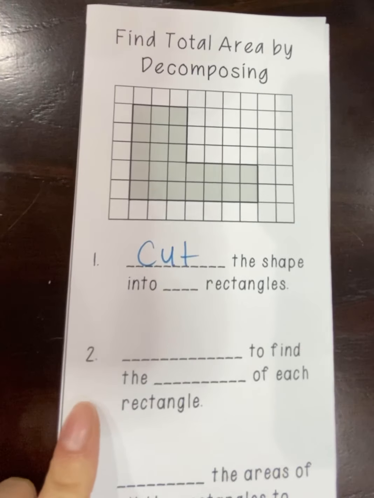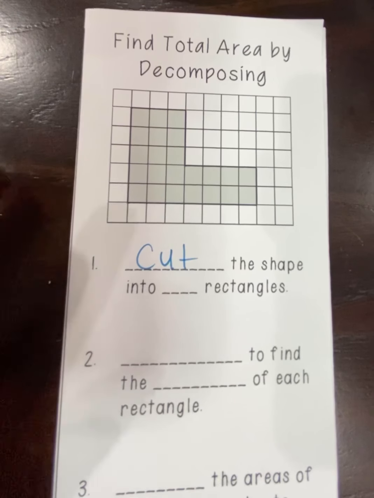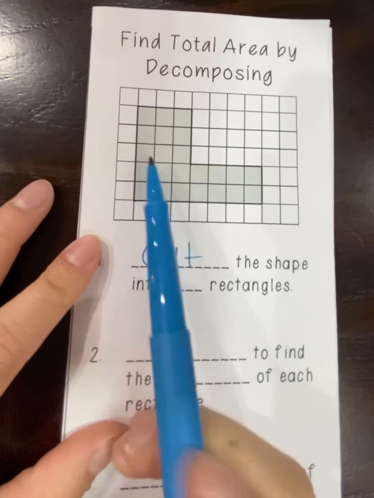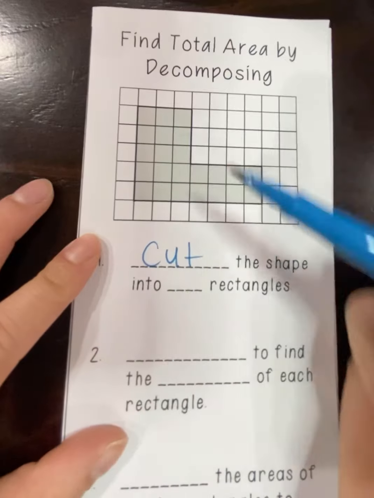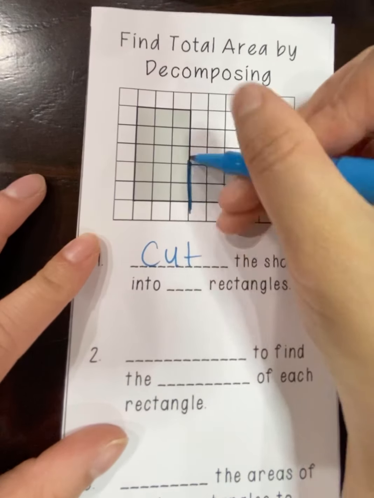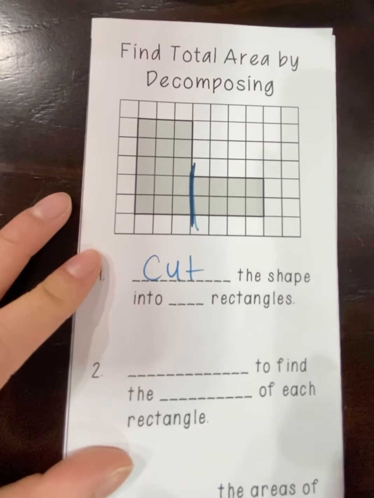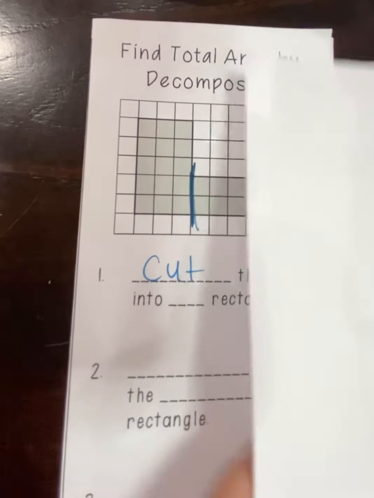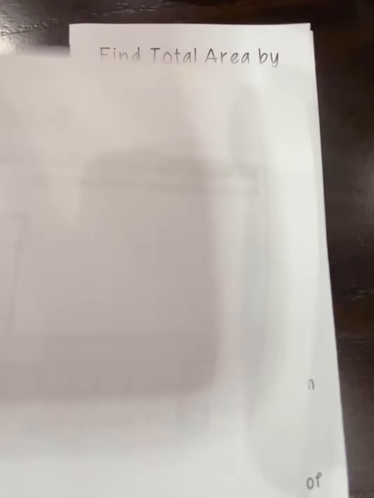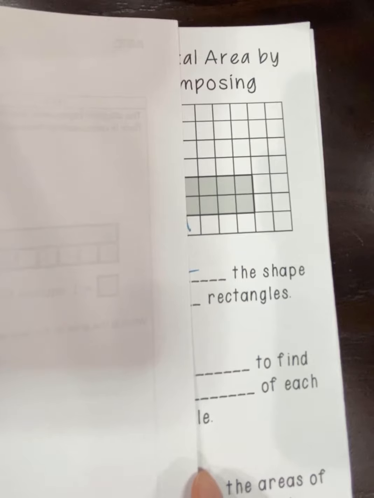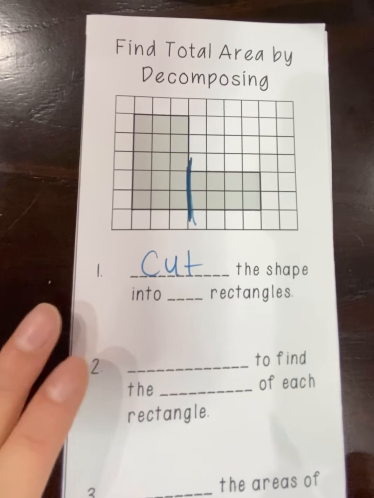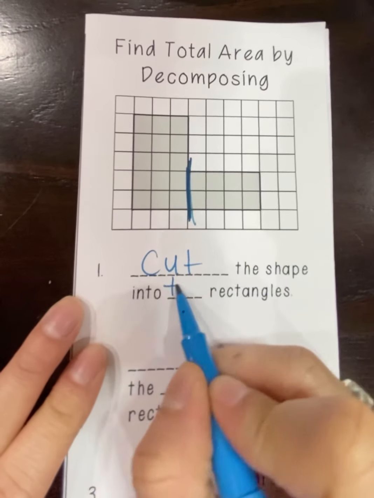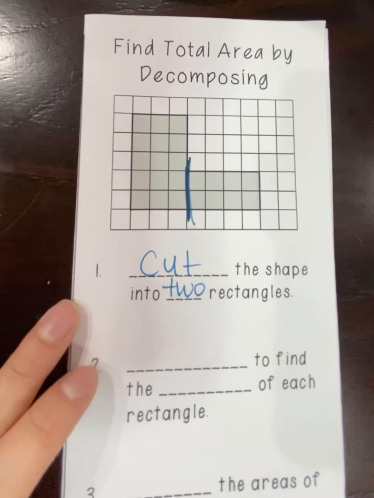So the very first thing that you would do here is cut the shape into rectangles. Now, there may be different ways to do it. You could see it and cut it this way, or you could take it this way and cut it here. And by that, we're saying that we have one rectangle here and one rectangle here. So you cut the shape into two rectangles.